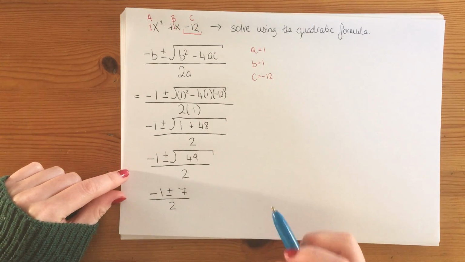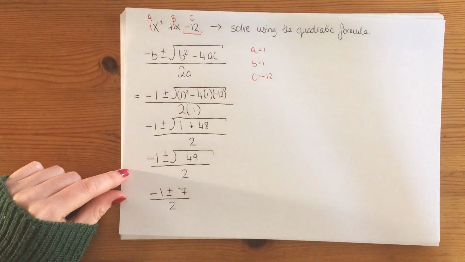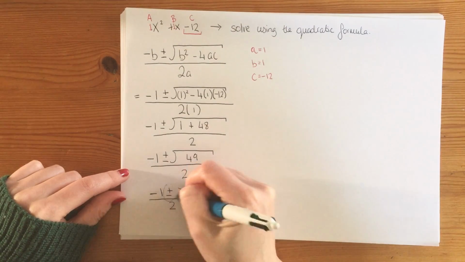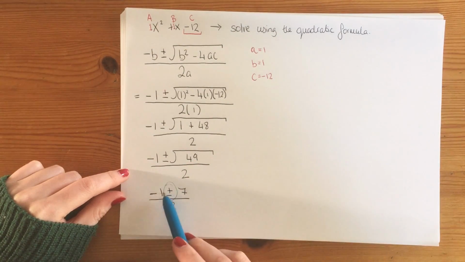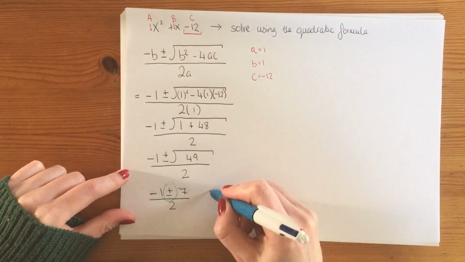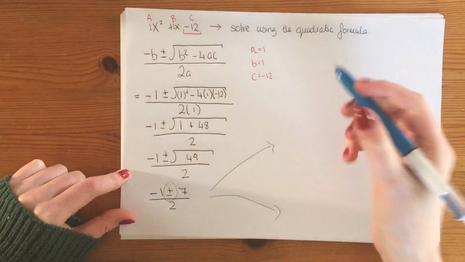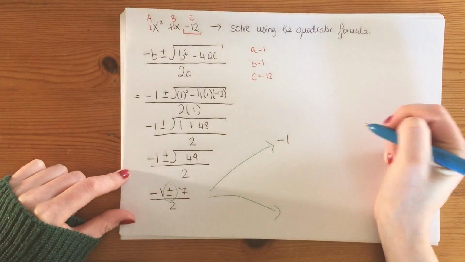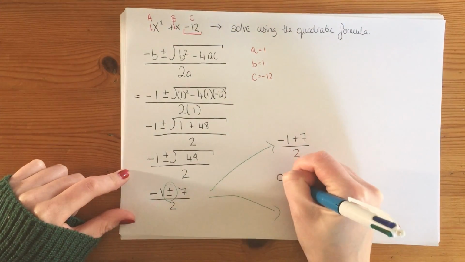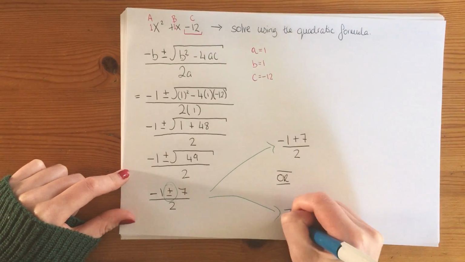Okay, so that's it simplified down. Now, here is the part that some people are just looking past. I don't know if you've watched all the way to the end of the videos or not, but this is where the plus or minus comes in, because this is minus 1 plus 7 or minus 1 minus 7. So you're actually going to split this in two. You have two options. You should always get two answers. So you're going to have minus 1 plus 7 all over 2, or minus 1 minus 7 all over 2.